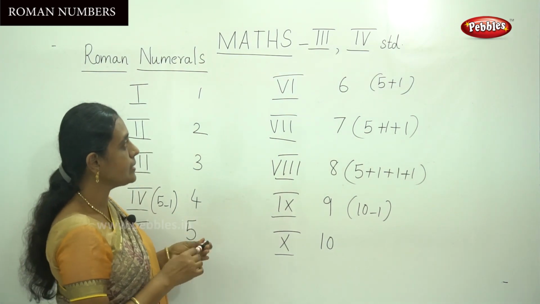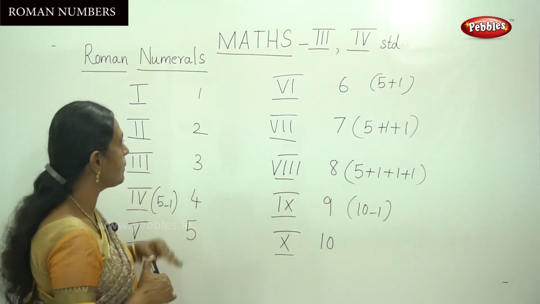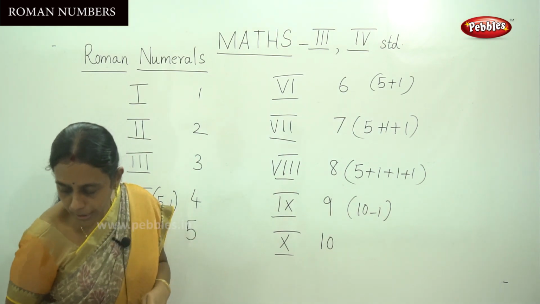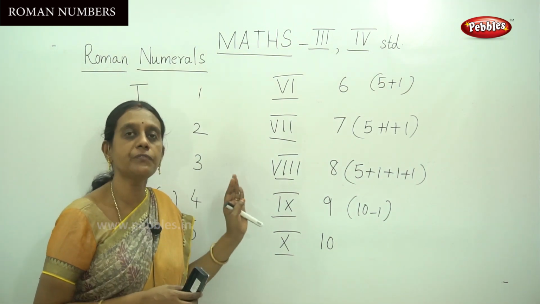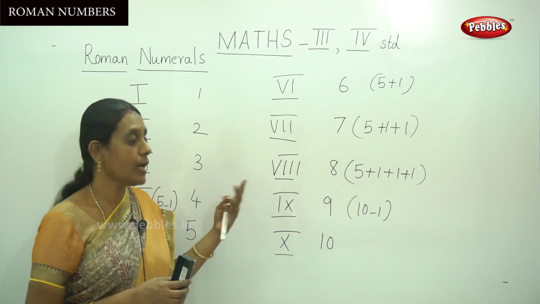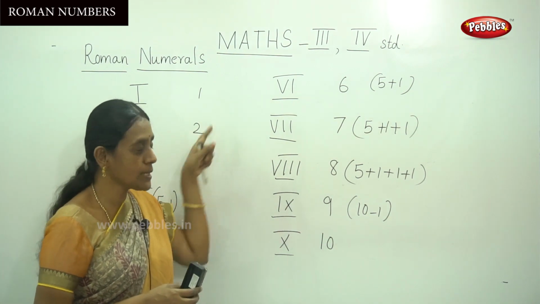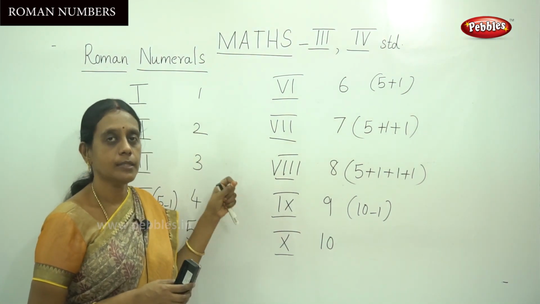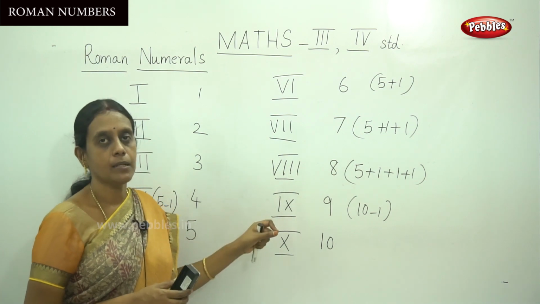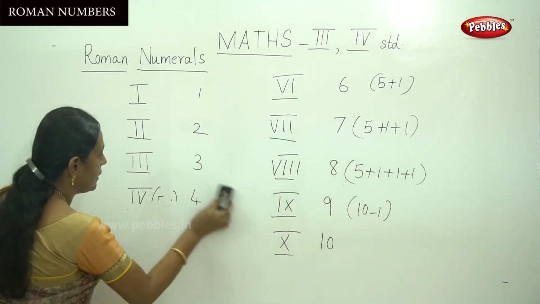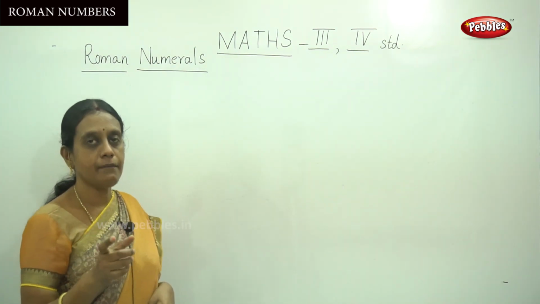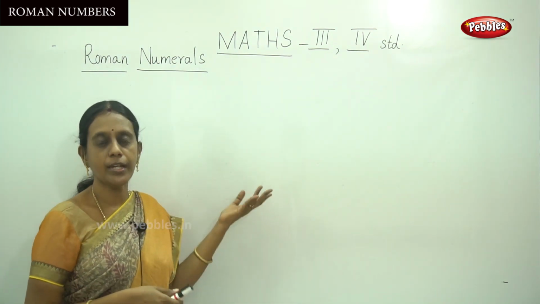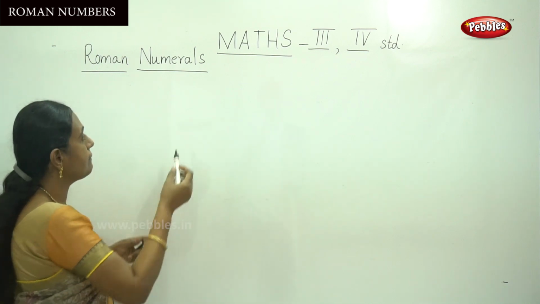So can you understand, children? This is the Roman numeral from 1 to 10. Let me move on. We are going to write up to 50. I will explain the rules and how to put the Roman numeral symbols. Next one is 11. We have completed 10. Next we move on to the number 11.